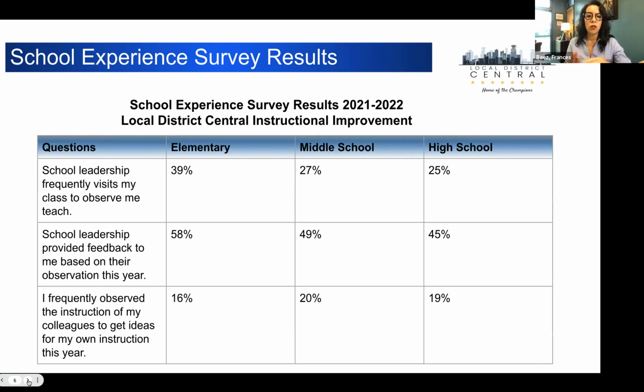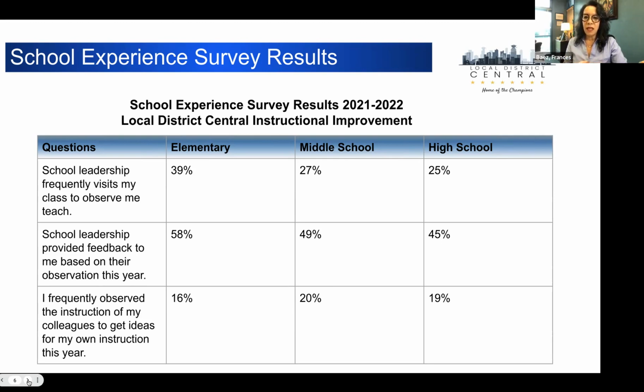But what is true is that the number of visits and the feedback, those are areas where we need to improve. The next one here is similar before the pandemic and now, because I examined the results from before the pandemic, whether teachers had an opportunity to observe one another. Before the pandemic, it was about 18% across the board. And now it's 16% in elementary school said that they observe each other to share best practices, to learn from one another. Middle school is 20% and high school 19%.